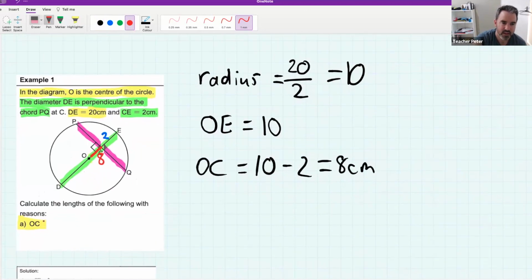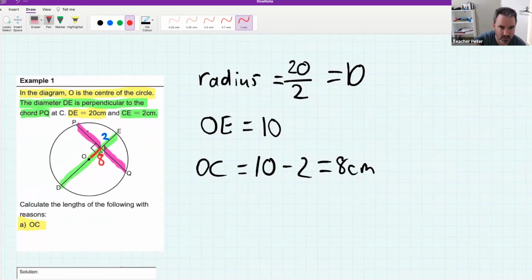So that's 8. It does look smaller, I know. It must have been a dodgy scale question there. Okay, we're almost done with this one. Oh, why did we minus 2? Because at the very beginning, the question said that CE was 2 centimeters.